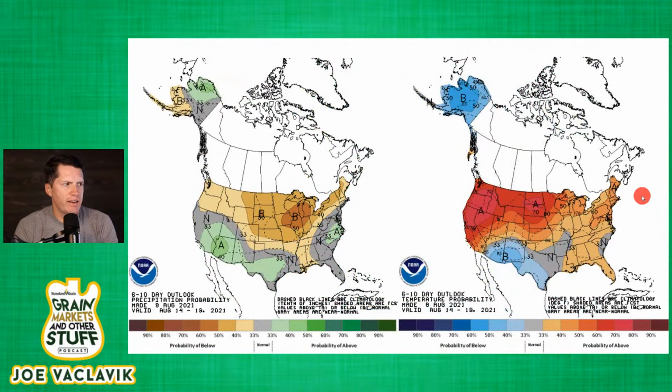The 6 to 10 is pretty much warm and dry. Below normal precipitation, above normal temperatures. That goes out into the 8 to 14-day period as well.